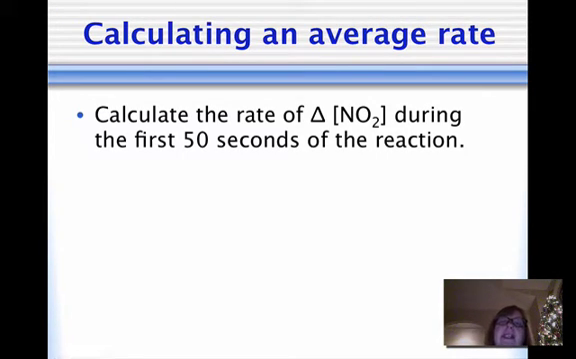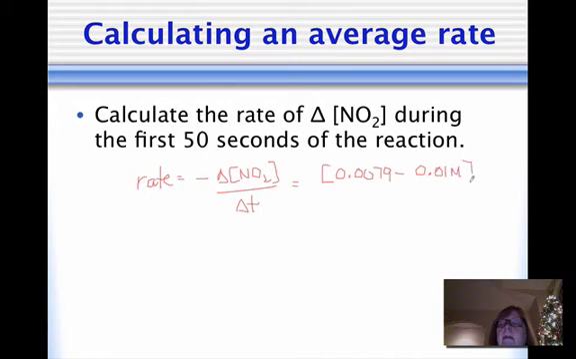So using data like this, we can calculate what we call an average rate, but we can do it during some time frame of the reaction. So how would we calculate the rate of the change in concentration of nitrogen dioxide during the first 50 seconds of the reaction? Okay, so again, the rate is going to equal the disappearance, so the rate of the change in concentration of nitrogen dioxide per unit time. Now that final concentration, so the concentration at 50 seconds, is 0.0079. So the final concentration minus the initial concentration, which is 0.01 molar, over our delta t, where our final time was 50 seconds and our initial time was 0 seconds.